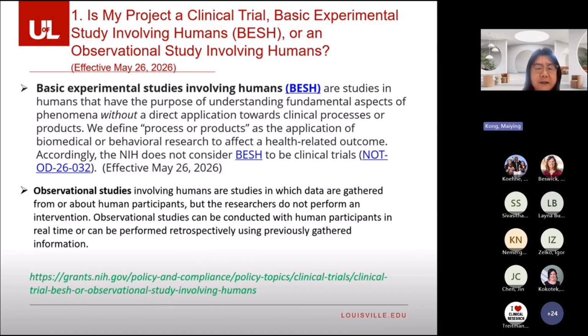The third category of human subject research is the observational study. These involve humans: studies in which data are gathered from or about human subject participants, but the researchers do not perform an intervention. Observational studies can be conducted with human participants in real time or can be performed retrospectively using previously gathered information.